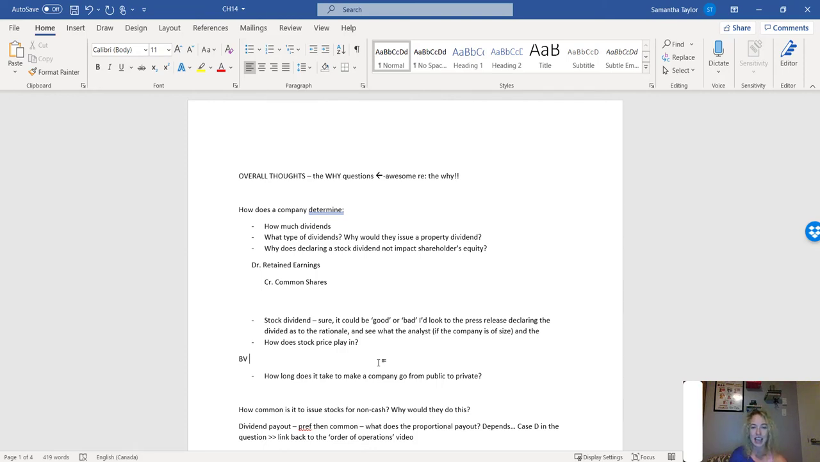How long does it take to make a company go from public to private? Essentially, somebody would have to go out and buy up all of the common shares outstanding. Or they would just have to buy enough of the common shares outstanding and enough of the board seats, get power, and then go through that.